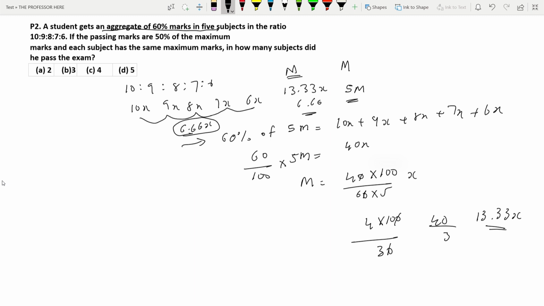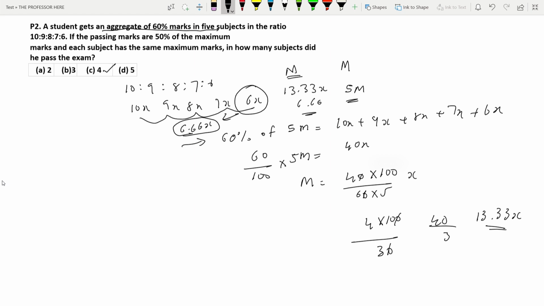From our previous assumption, his marks are 10x, 9x, 8x, 7x, which are all greater than 6.66x. And for the 5th subject, he scored 6x, which is less than 6.66x. So he failed the 5th subject and passed 4 of the exams. So option C is the answer.